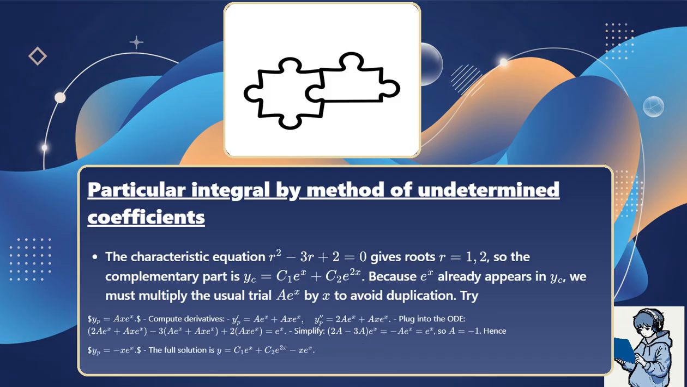The full solution is y equals c sub 1 e to the x plus c sub 2 e to the 2x minus x e to the x. This technique is quick for engineering problems where the forcing function is a simple, regular signal. For example, a steady voltage, a sinusoidal load, or a polynomial load.